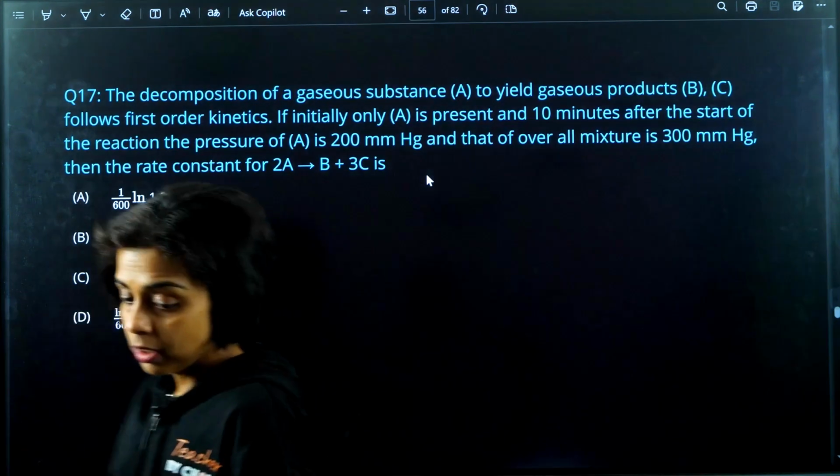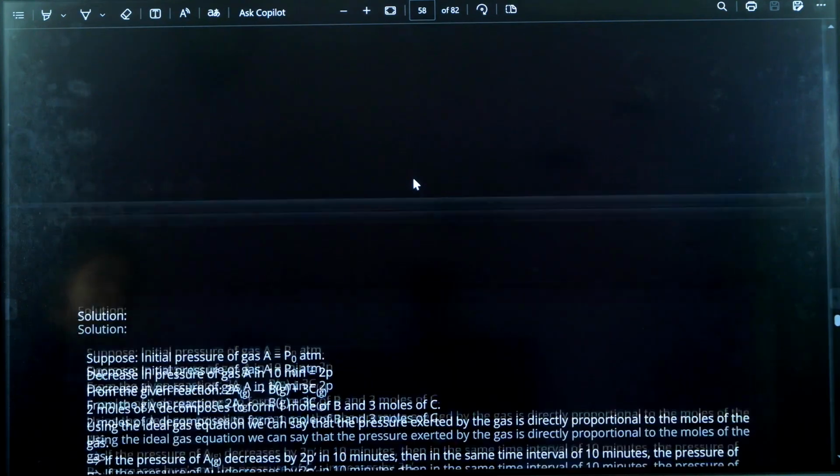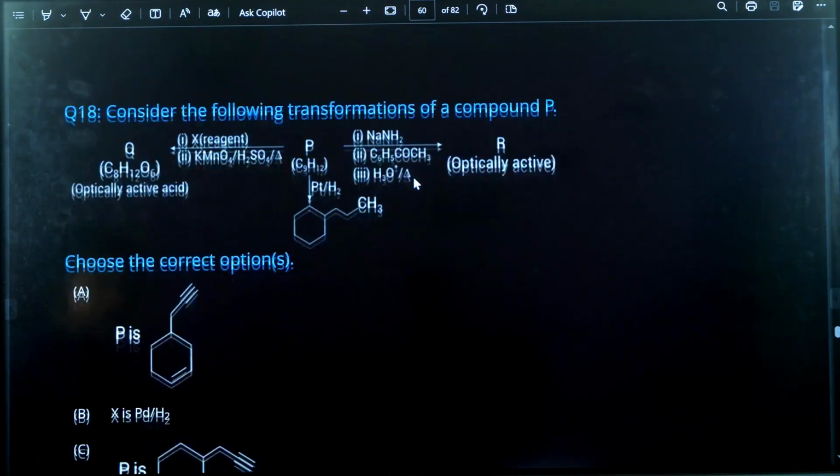Okay guys, so this is what it is. The answer that you will get is A here. You can see your P naught comes out to be 250, the pressure of A after 10 minutes is already 200, so you can solve.